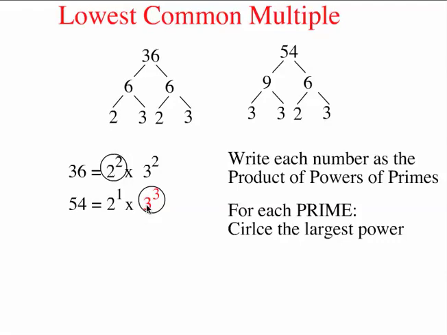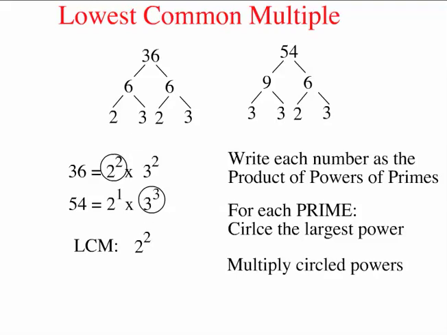Then, all we have to do is multiply what we've circled. Okay, so multiply the circled powers. So the LCM is 2 to the 2 times 3 to the 3, which is 4 times 27, which is 108. So the LCM is 108, just like we found when we looked at the Excel chart. Okay, and that's it for lowest common multiple.